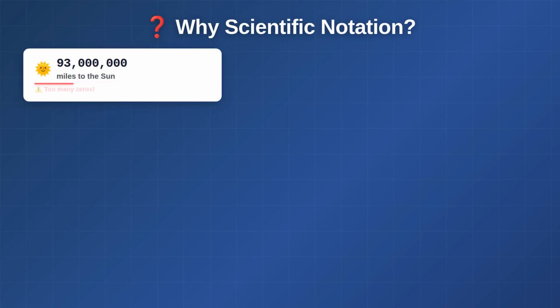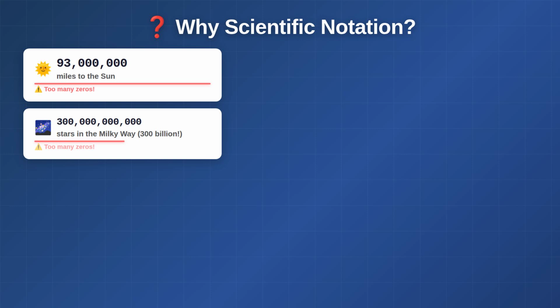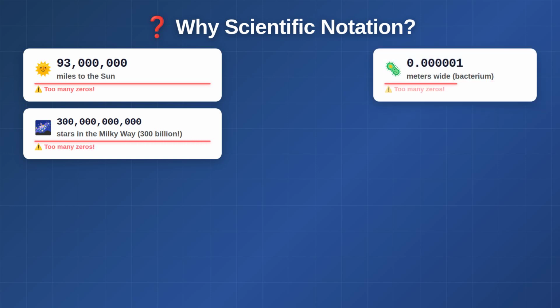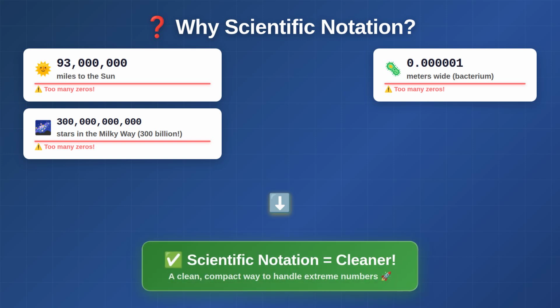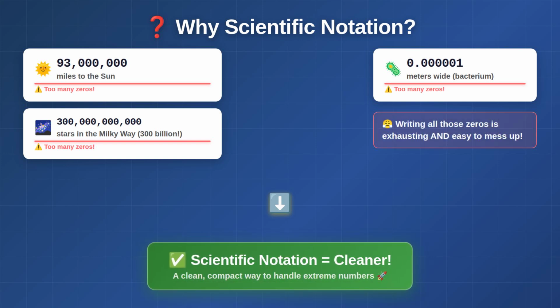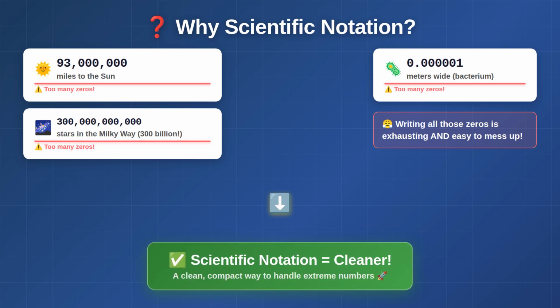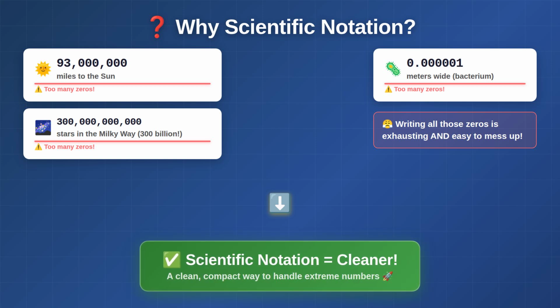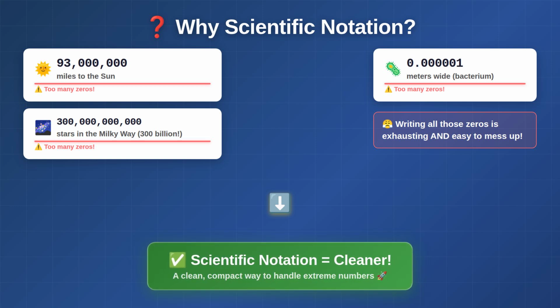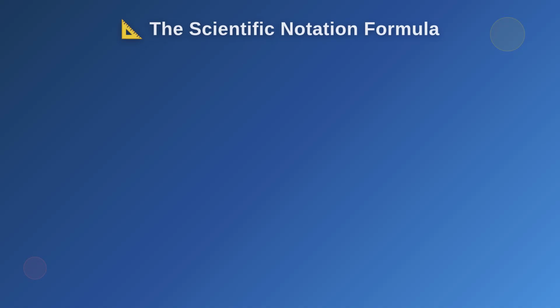Here's the problem Marcus ran into. The distance to the Sun is 93 million miles. The number of stars in the Milky Way galaxy? About 300 billion. And on the tiny side, a single bacterium is about 0.000001 meters wide. Writing all those zeros is exhausting and easy to mess up. Scientists needed a smarter system, and that's exactly what scientific notation gives us: a clean, compact way to handle extreme numbers without losing your mind.